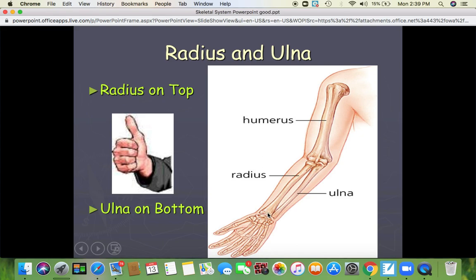If we just had one bone in our forearm like this, we wouldn't be able to twist our hand. It would be difficult, but because we have 2, they kind of almost work kind of like a scissors motion, where they switch spots.